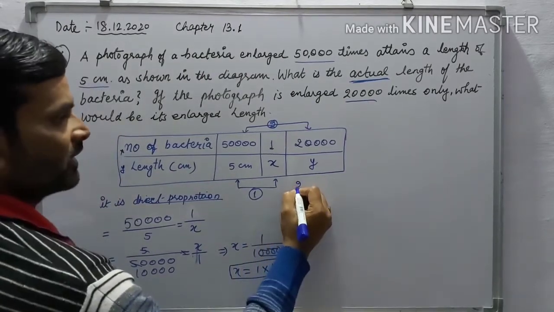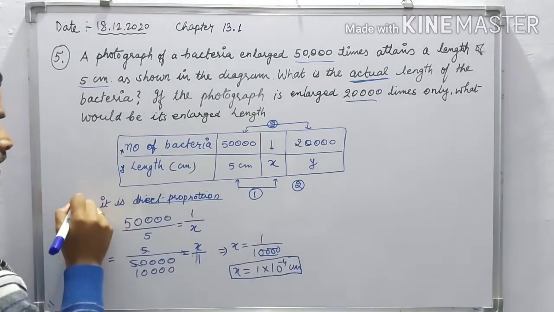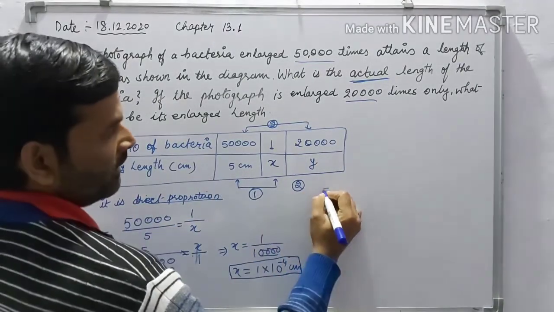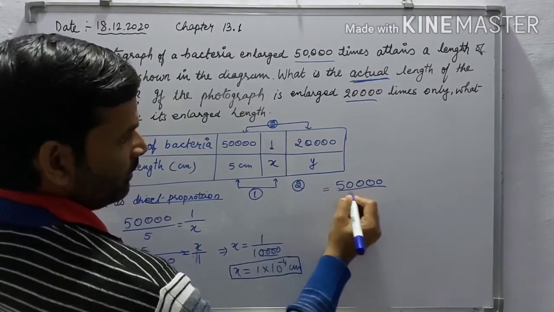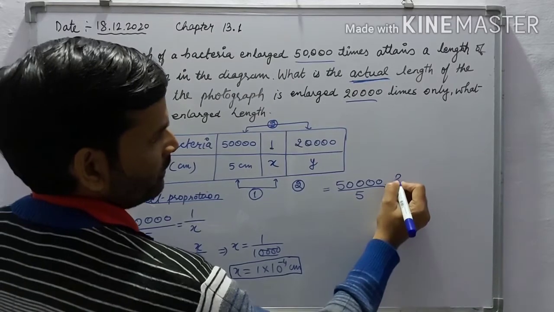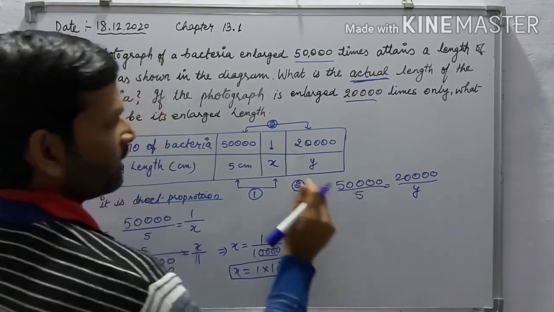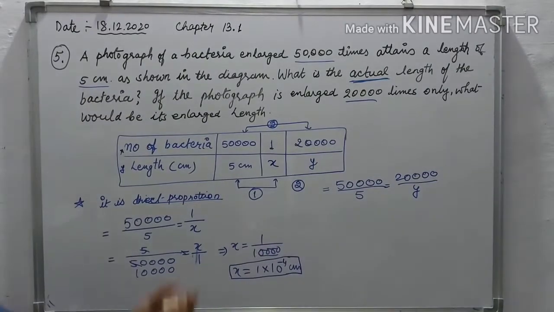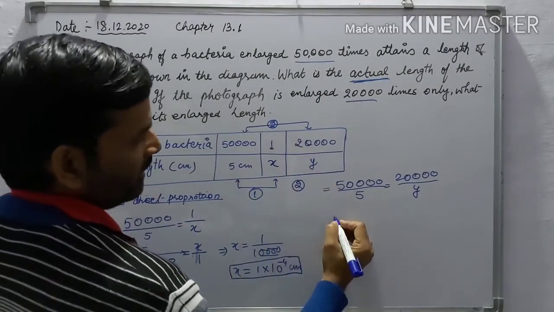Now the second part will be solved. Again we write the same ratio, no problem: 50,000 upon 5 is equal to 20,000 upon y. This time you find the length of 20,000 bacteria. Okay, the length of 20,000 bacteria.